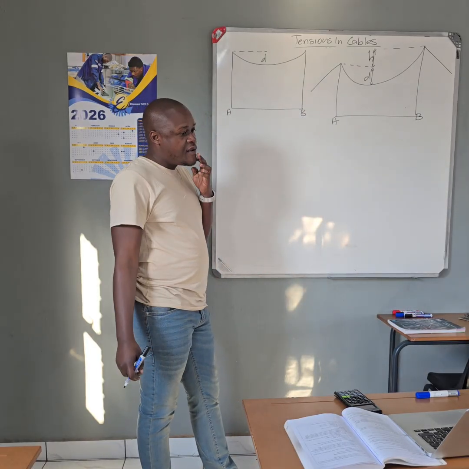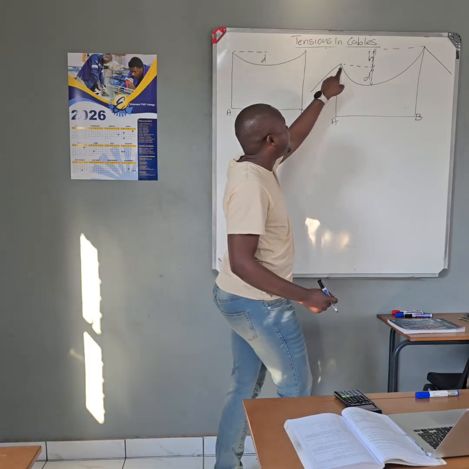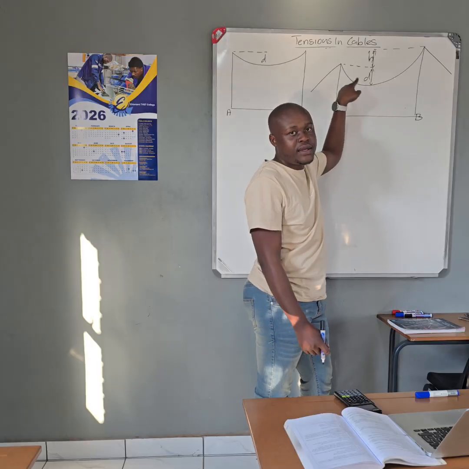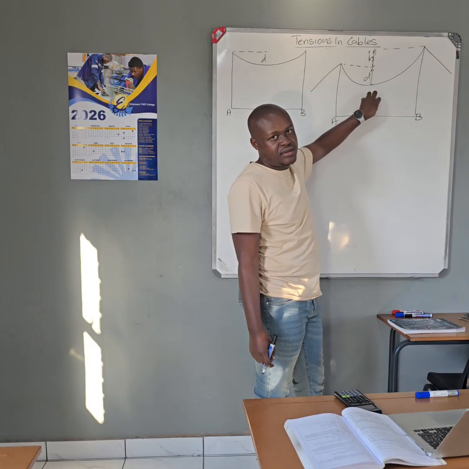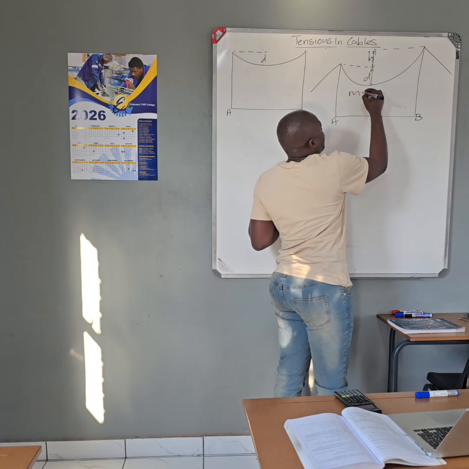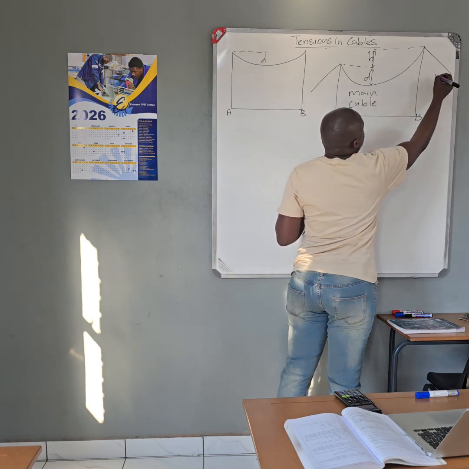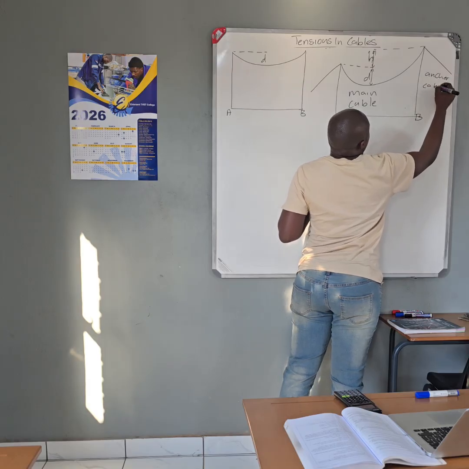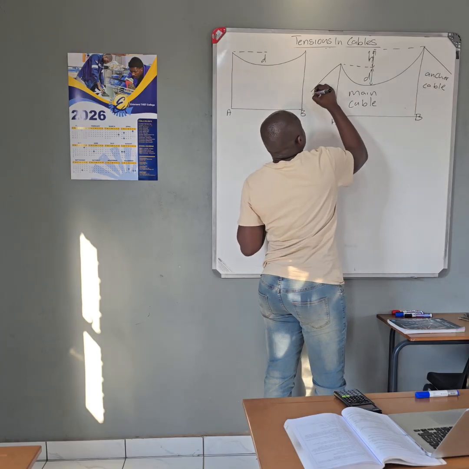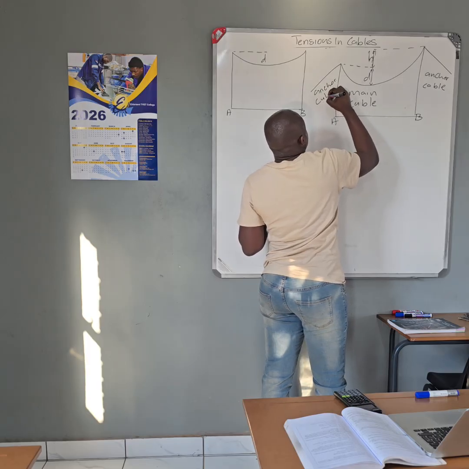You can call it an anchor cable or a backstay. So this one here in between, this is the one that we are going to call the main cable. So here we have the main cable. Then this side we are going to be having the anchor cable. Also this side, it's our anchor cable.